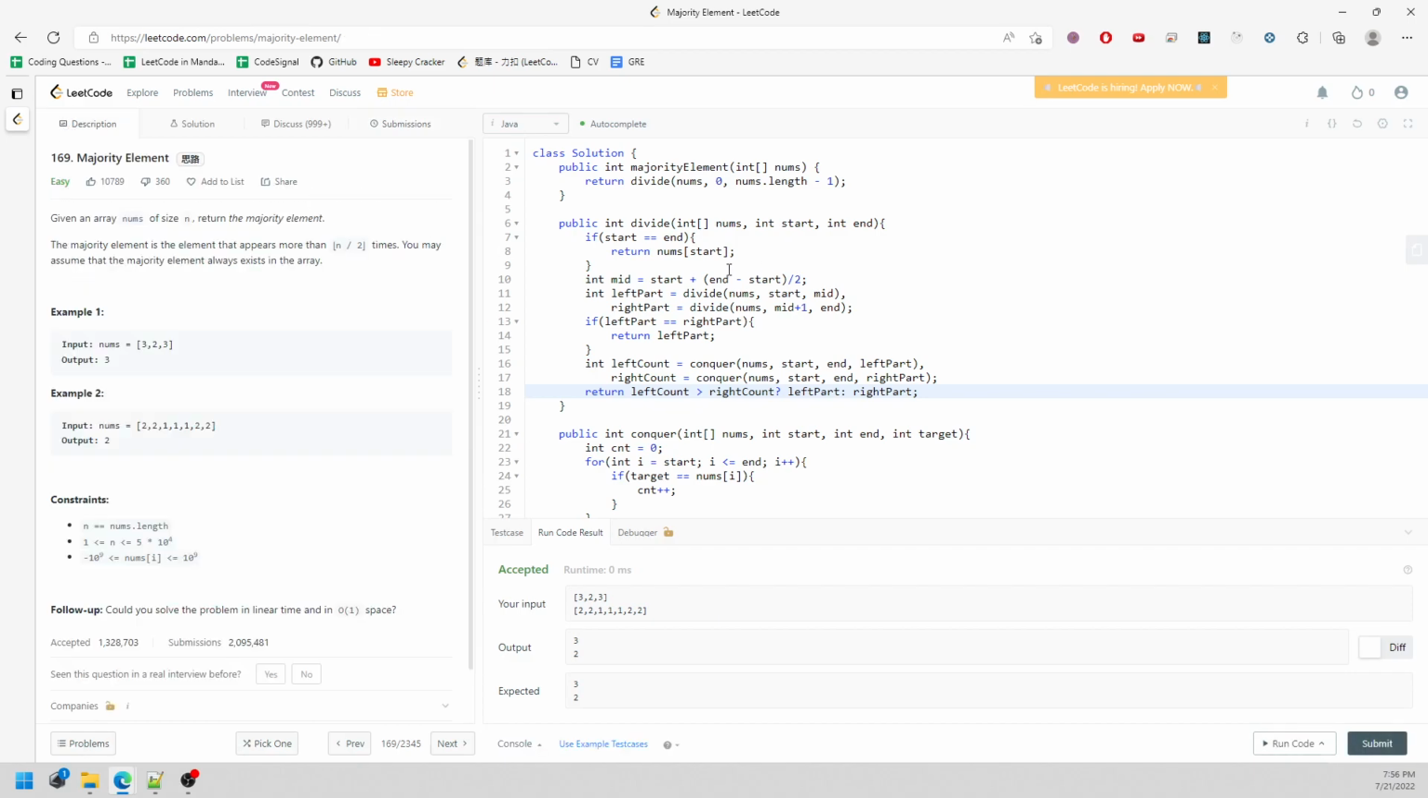Cool. So let's talk about the time and space. This is definitely all of them. You split every single one of them, and you actually log them. You split in half every single time, and then left and right, and when you go up, you do have to traverse the conquer from start to end. This is actually taking all of them. So in total, the time is going to be O(n), and space is what? Constant, O(1).